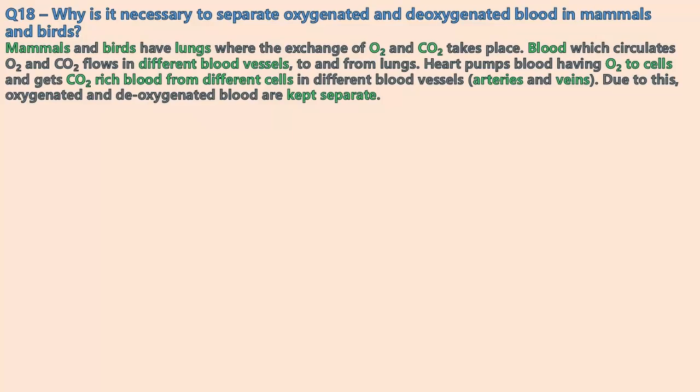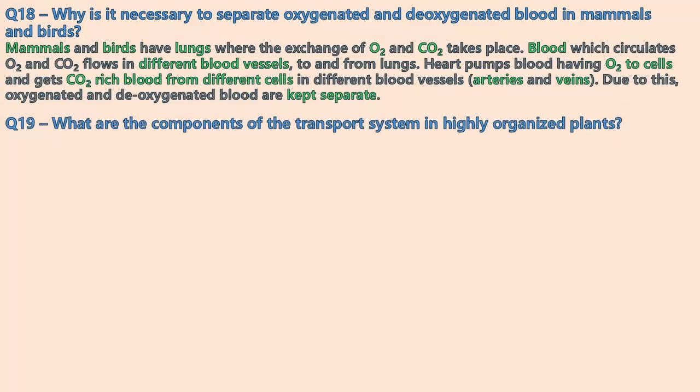So there are two different blood vessels. Similarly, the heart pumps oxygen rich blood to all the cells, and CO2 rich blood from different cells is brought back to the heart through different blood vessels called arteries and veins. Due to this, oxygenated and deoxygenated blood are kept separate.